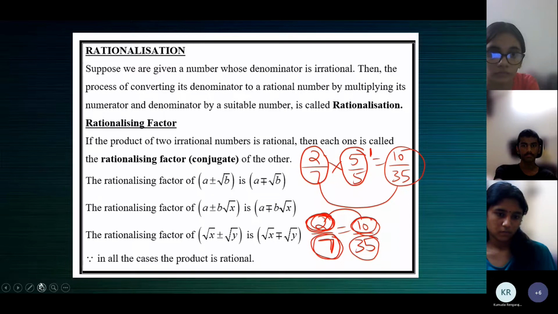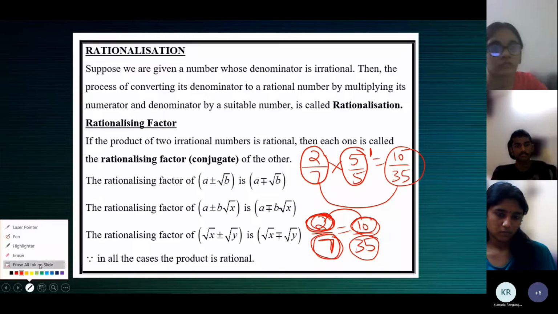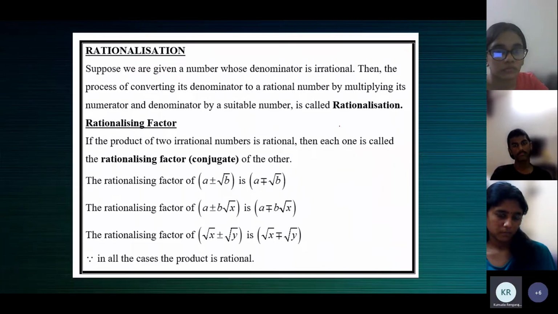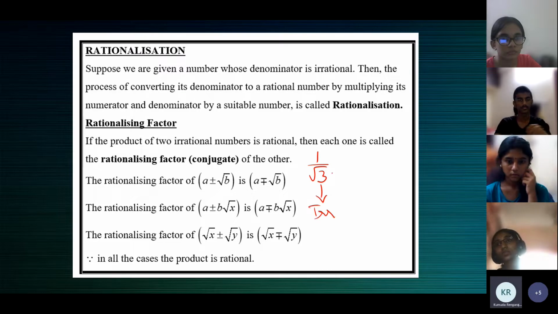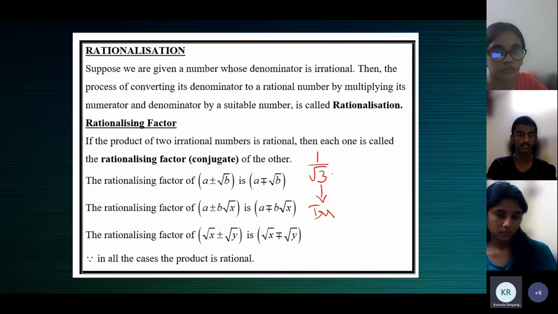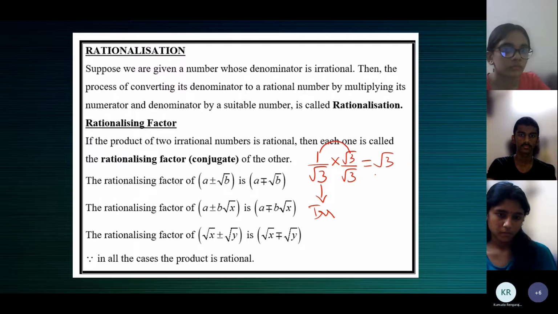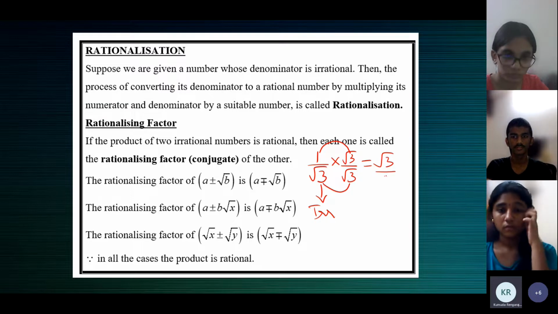Yes, ma'am. Okay, so when you have 1 by say root 3, the denominator is irrational. You don't want to have an irrational denominator. You want to rationalize it, meaning you want to have a rational denominator. So you can multiply the numerator and denominator by root 3. What happens? 1 into root 3 is root 3. Root 3 into root 3 is 3.